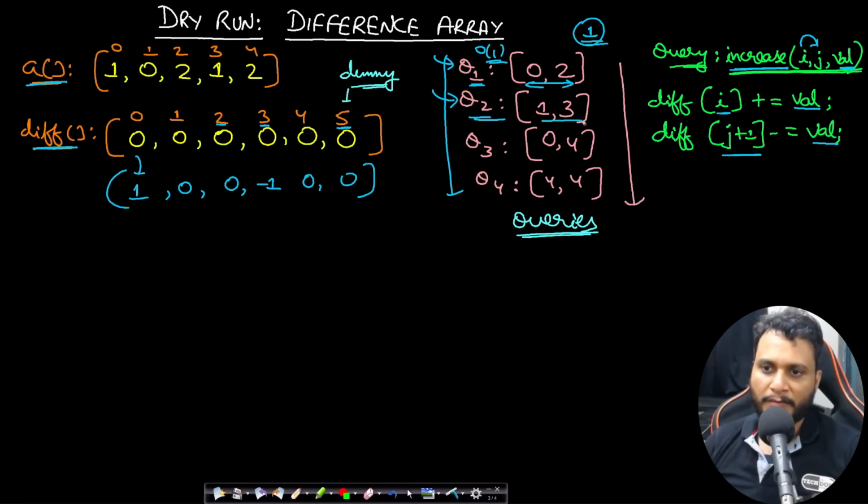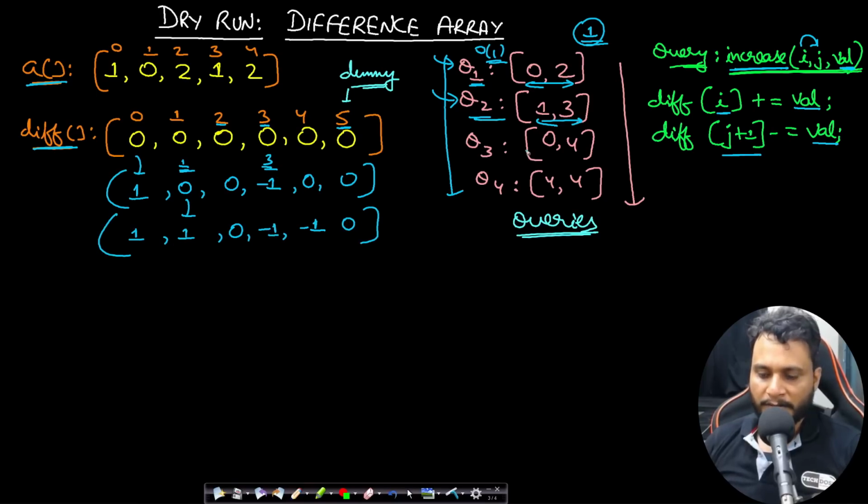Second query, 1 to 3, increment by 1. So this is index 1, 2, 3. This is index 3. So 1 to 3 increment by 1. That means at 1 you add 1 value, and at 3 plus 1 you decrement by 1 value, and all the other rest of the values will remain the same.